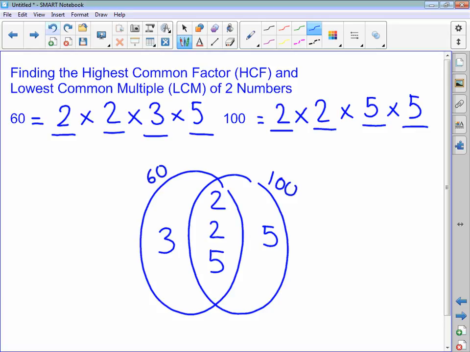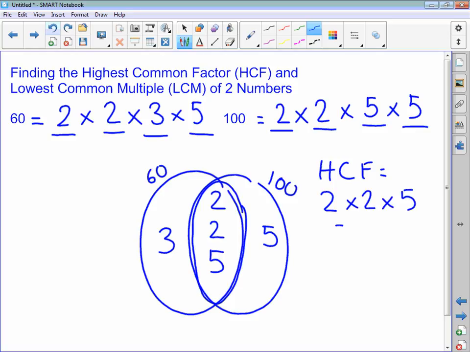Again, it's this area in the middle, all those numbers multiplied together to give us our highest common factor. So that's 2 times 2 times 5, which is 20. So the highest common factor of 60 and 100 is 20.